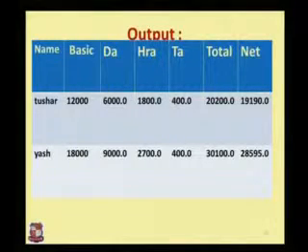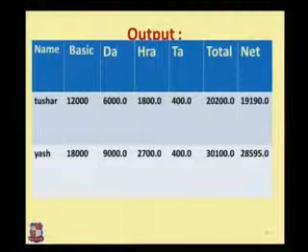Then the total salary will be 20,200. Then from the 20,200, 5% is the deduction. So the deduction is done, and from the net salary we are getting 19,190 rupees. Similarly, in the case of Yash, 18,000 is the salary. We have DA as 9,000, then 2,700 HRA, 400 TA. Why 400 TA? Because TA was a constant value. Then 30,100, and he is getting 28,595.